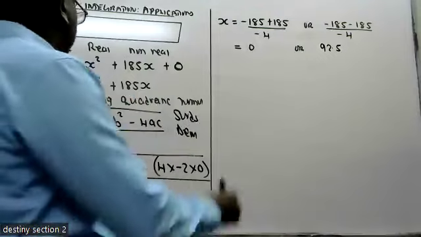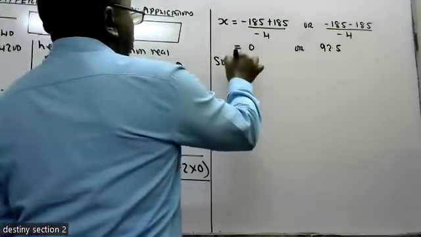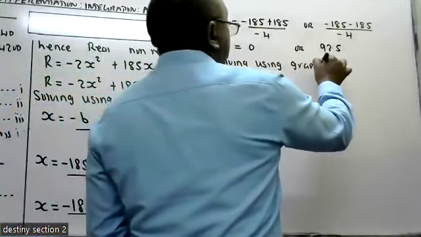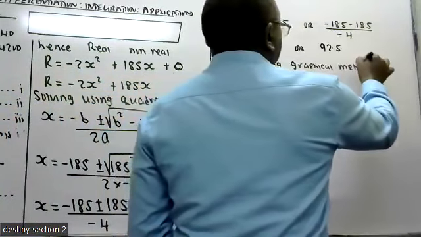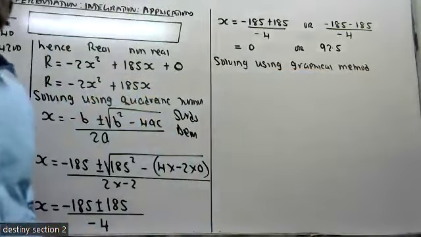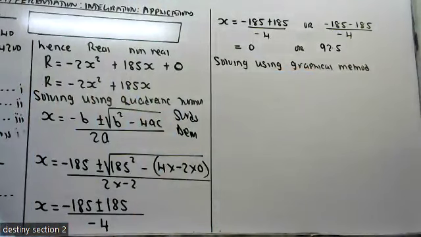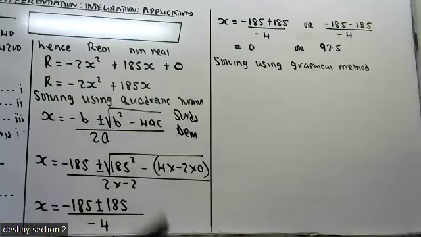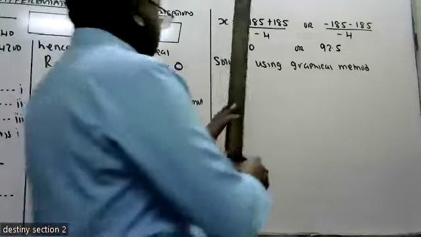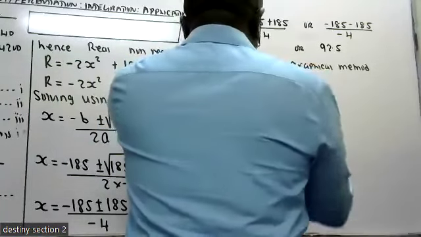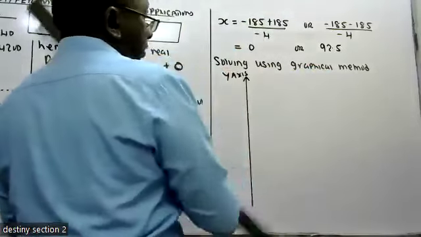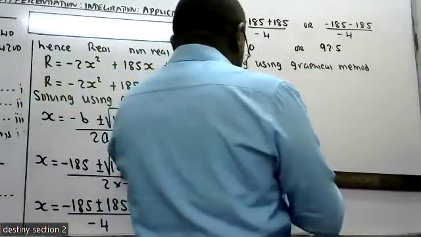Now, if you had been told to solve using the graph, so solving using graphical methods, we are solving using the graph. What we do, we plot this equation, this one. And for our case here, we shall not plot, but I just wish to illustrate to you how it would look like. This is the y axis. Just draw a small diagram.